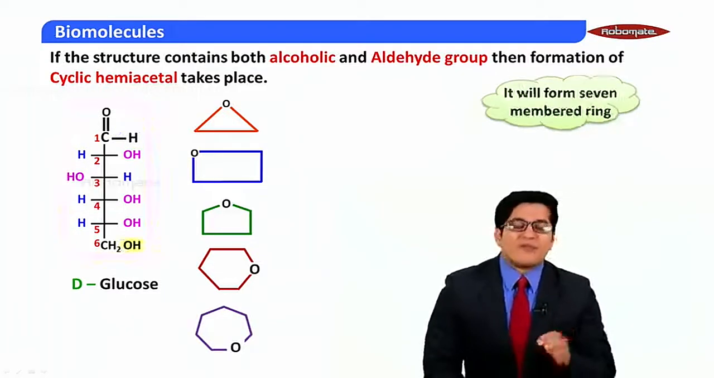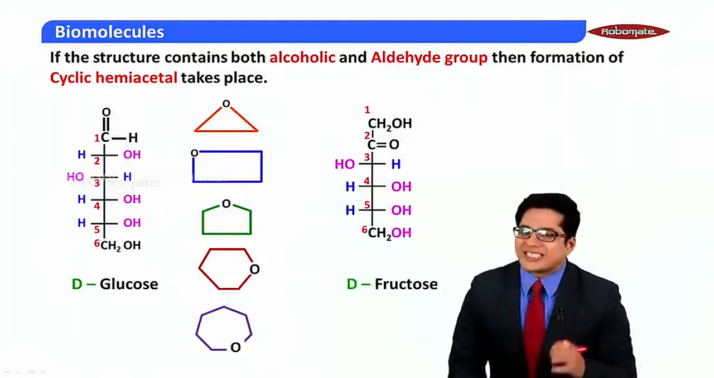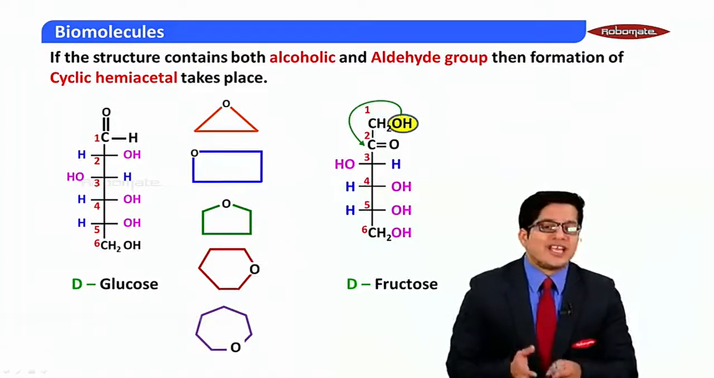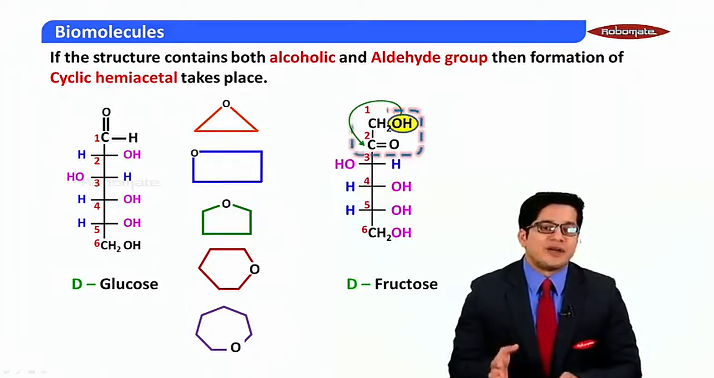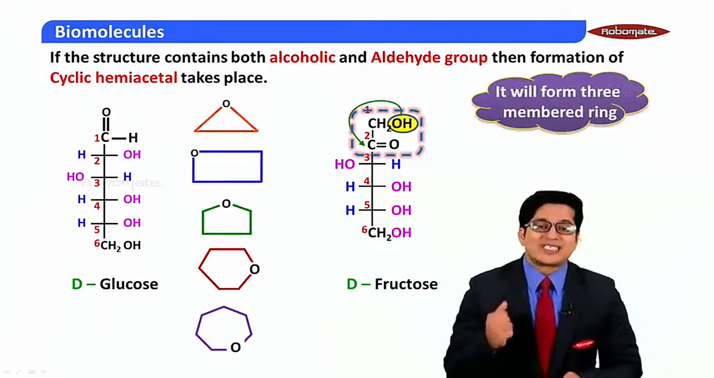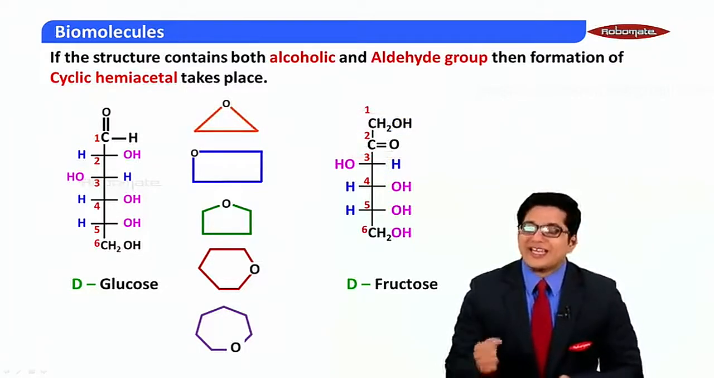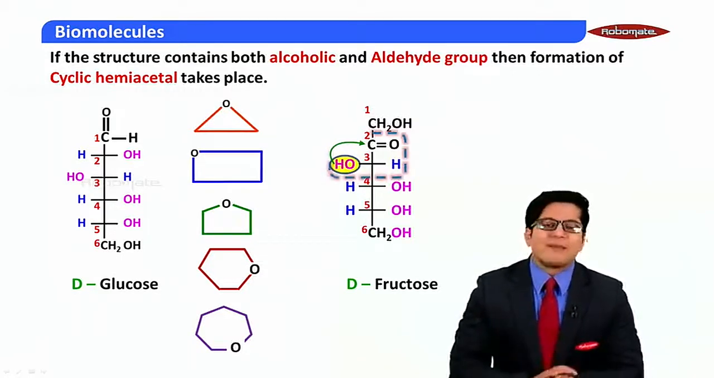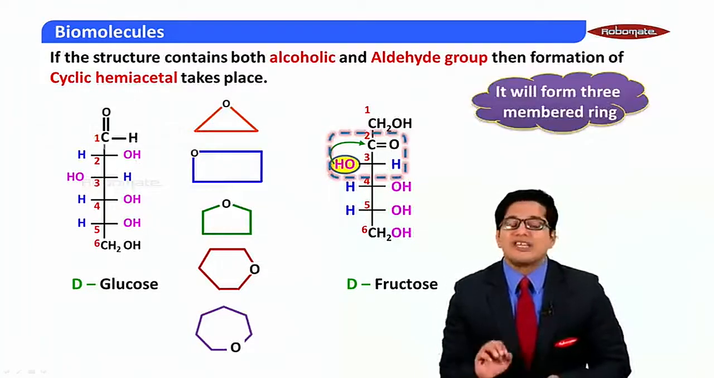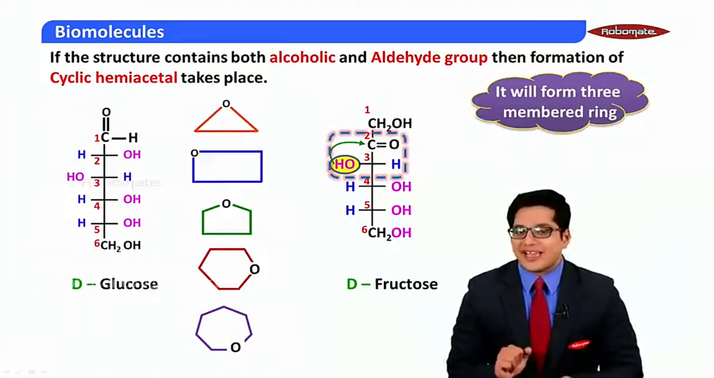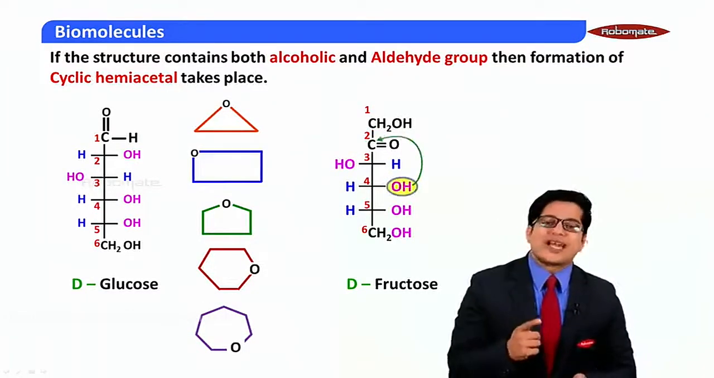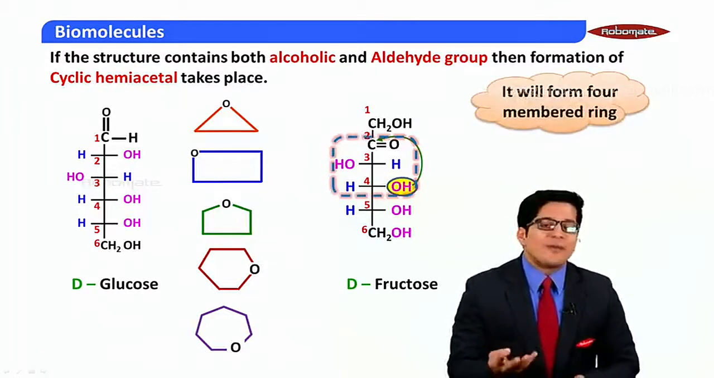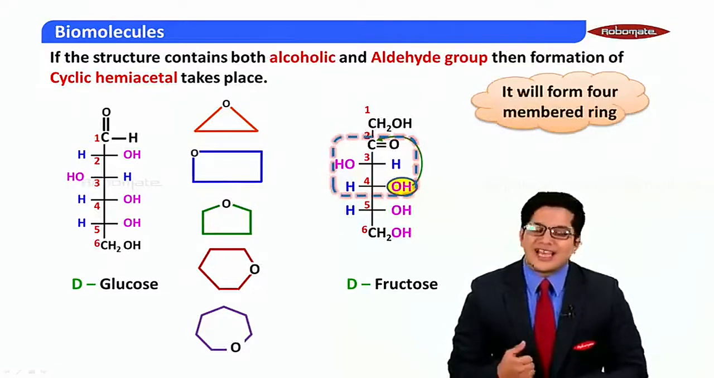If the same is followed for a molecule of fructose, let's see. Again, the first carbon OH attacks onto the carbonyl carbon, giving me a compound which is a 3-membered ring. If, again in fructose, the third carbon atom goes and attacks the carbonyl carbon, we are again bound to get a compound which is a 3-membered ring. And again, if the fourth carbon OH goes and attacks the carbonyl group, we are getting a compound which is nothing but a 4-membered ring. So that is something like this.